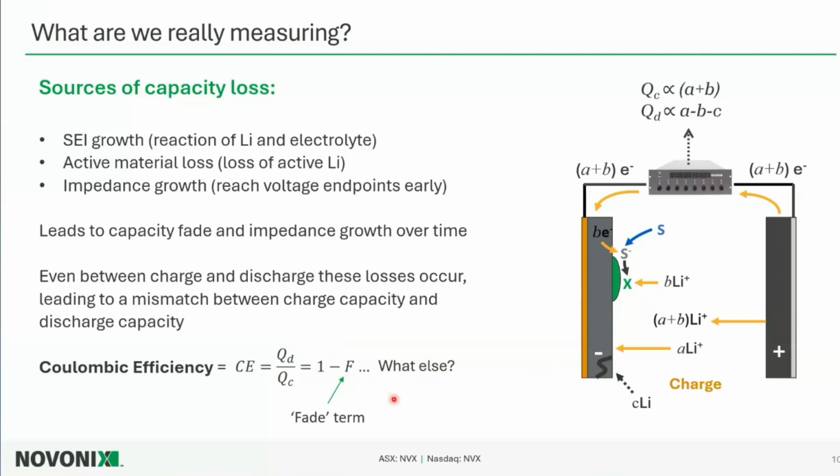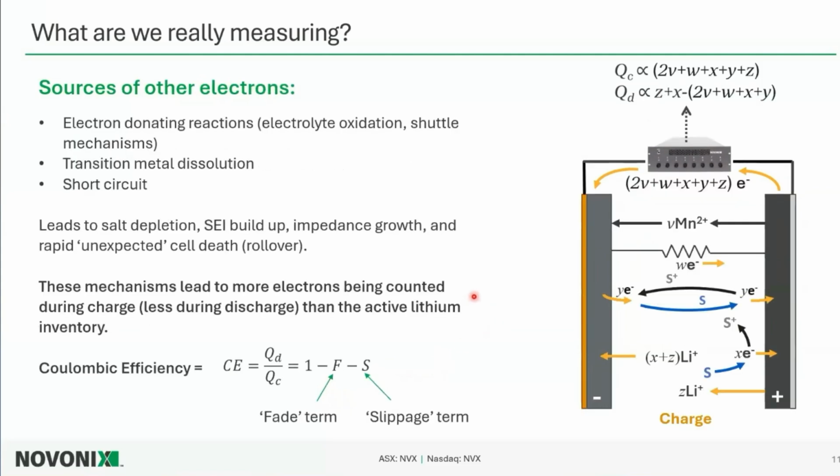And so we're all very familiar with using CE in this way, but there are a lot of other reactions and mechanisms that can contribute to us counting an electron through the circuit during charge. And so I want to introduce a bunch of other mechanisms here and how those might influence how we interpret data. So this diagram gets a lot more busy when we look at all these other types of mechanisms. So sources of other electrons just during charge is what we're showing here.